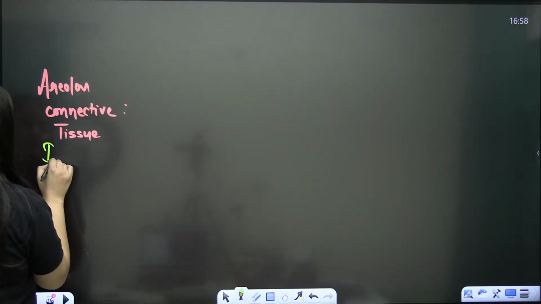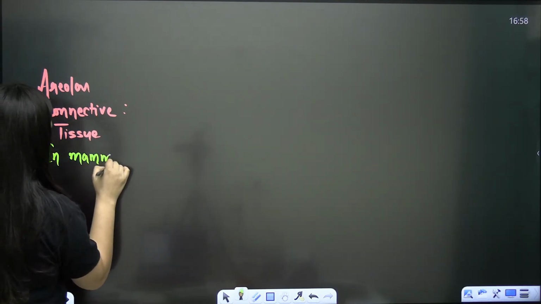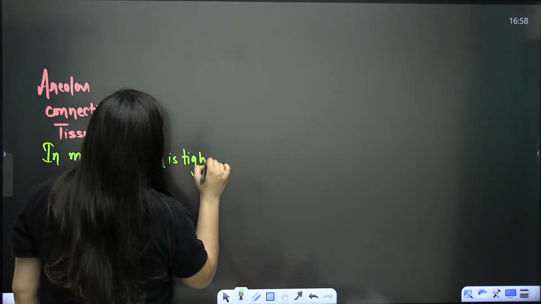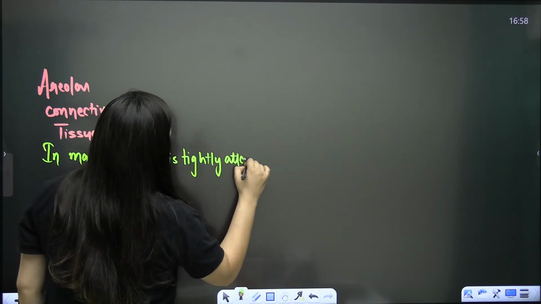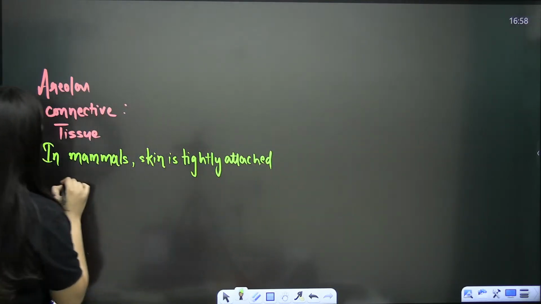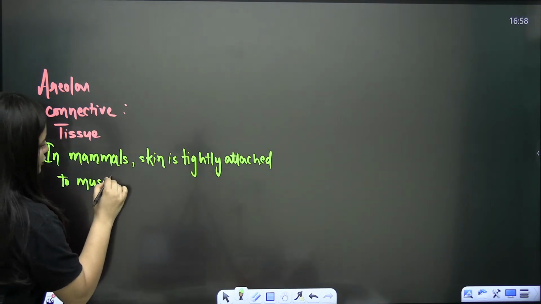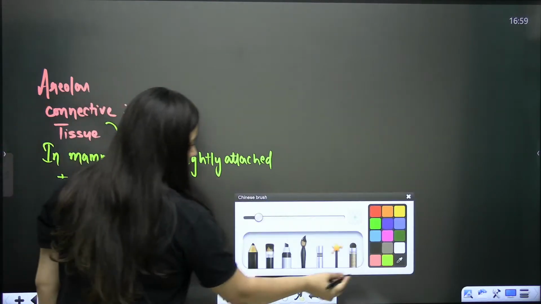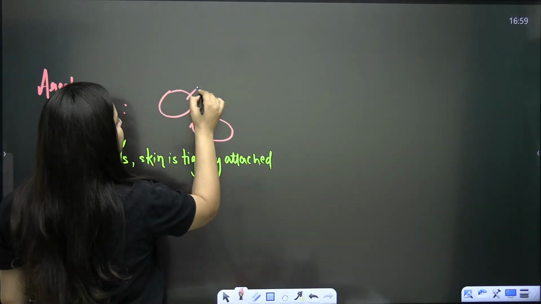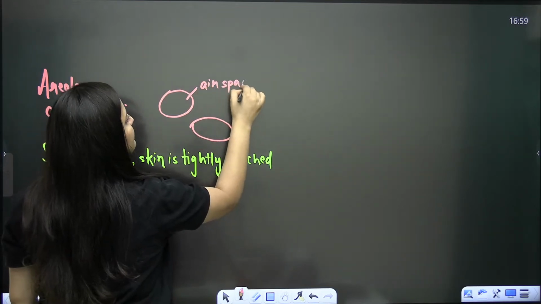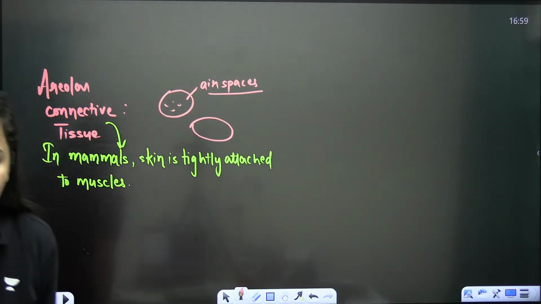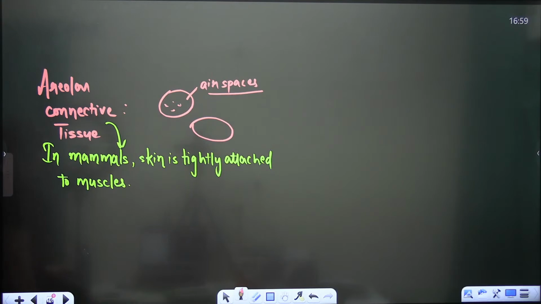In mammals, you know that skin is tightly attached to muscles. There also, areolar connective tissues play the role. In the air spaces you will see the nerve supply and the blood supply. So this is about the areolar connective tissue. It is mainly for the framework.